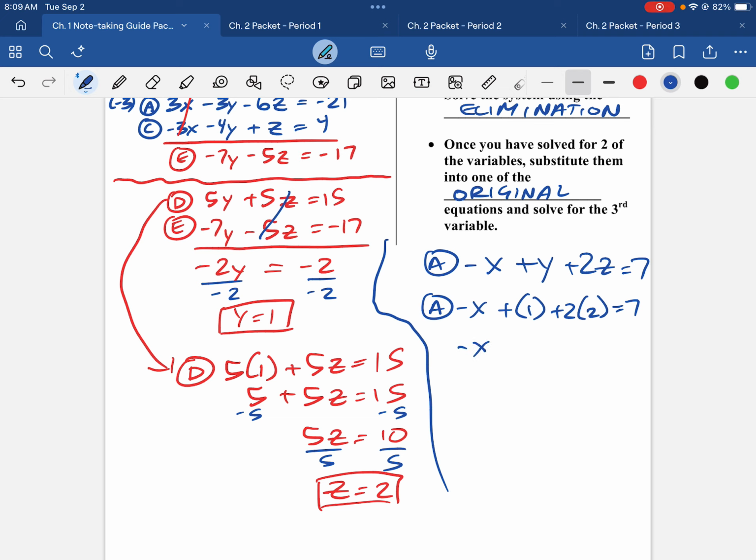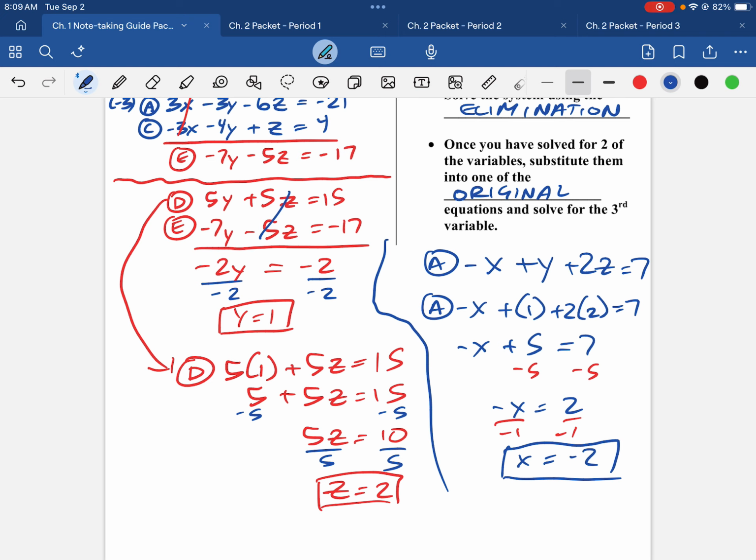Okay, so that'd be 1 plus 4, that gives me 5. Now I'll subtract 5 from both sides. And then divide by -1. And I've got, whoops, I was dividing by -1. So x is -2. Okay, and I've got x, y, and z.